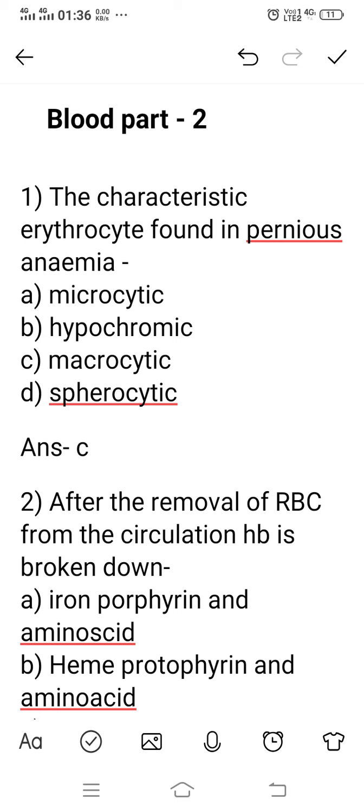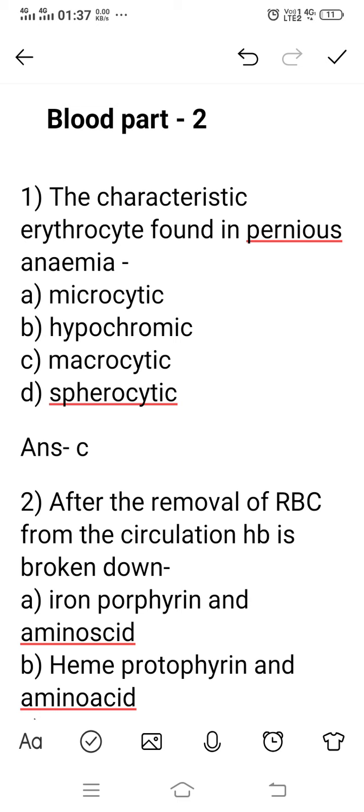First, what do we mean by pernicious anemia? Actually, pernicious anemia occurs due to the lack of vitamin B12, which results in a lack of mature RBC. So option A microcytic, option B hypochromic, option C macrocytic, option D spherocytic.